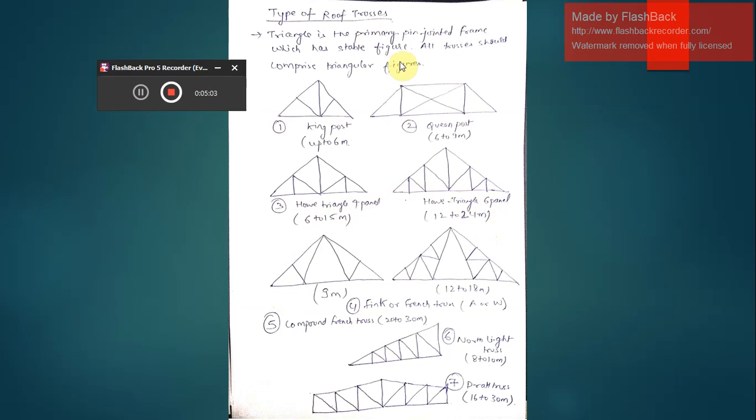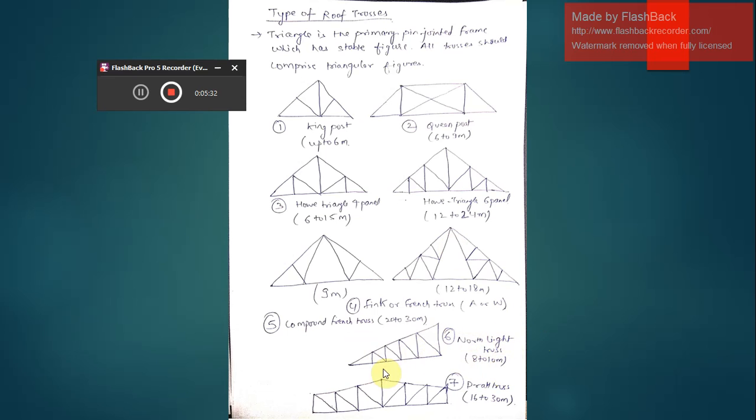These are the different types of roof trusses, and carrying on, this is the Fink or the French truss. You can see this is Fink or French truss. This is also a French truss. This is a compound French truss. If we have to span up to 9 meter, then the Fink or French truss can be used, which provides greater stability. And for the larger span, that is 20 to 30 meter, we can use the compound French truss. Next is the Northlight roof truss, that is for 8 to 10 meter.